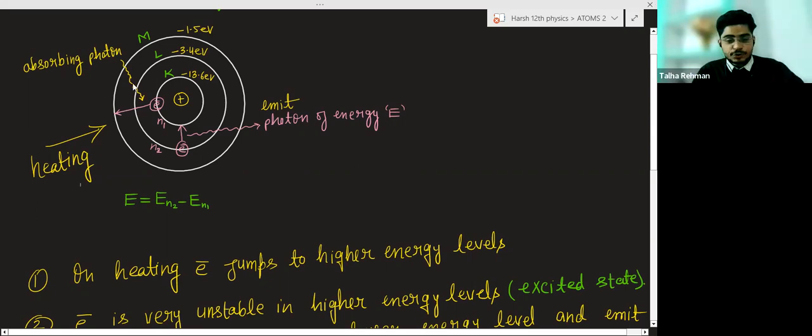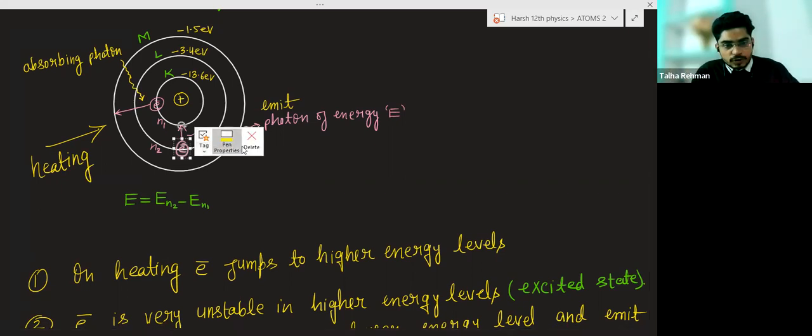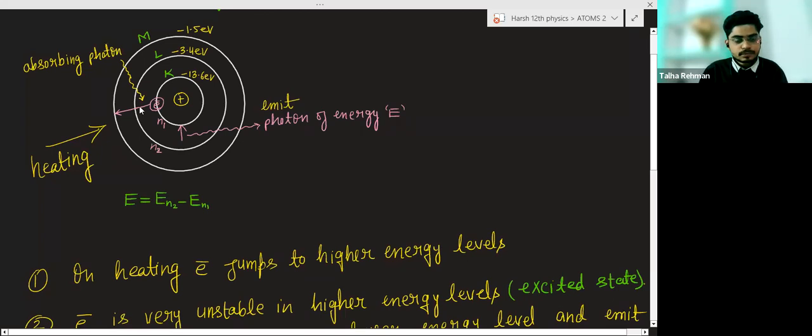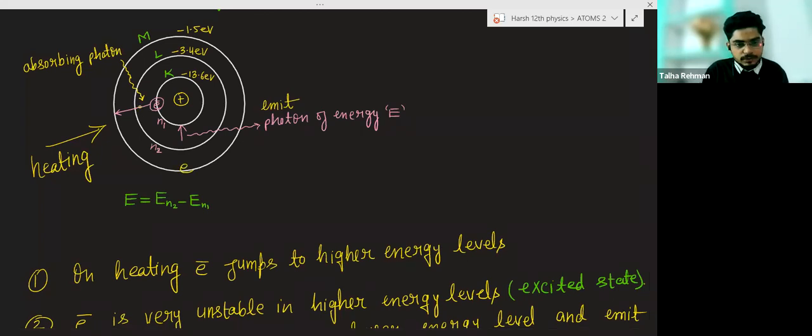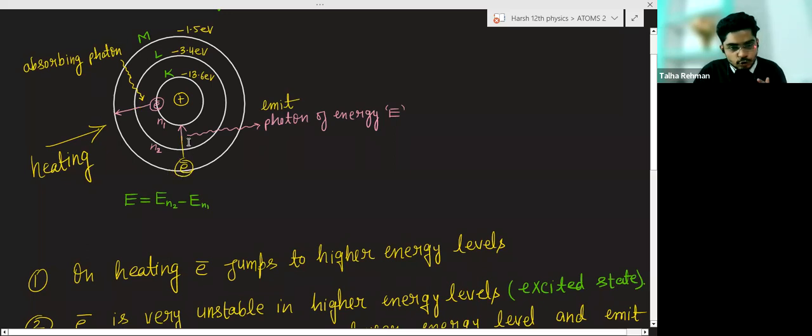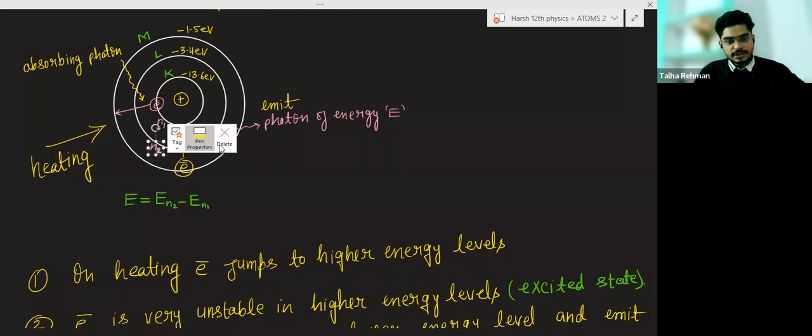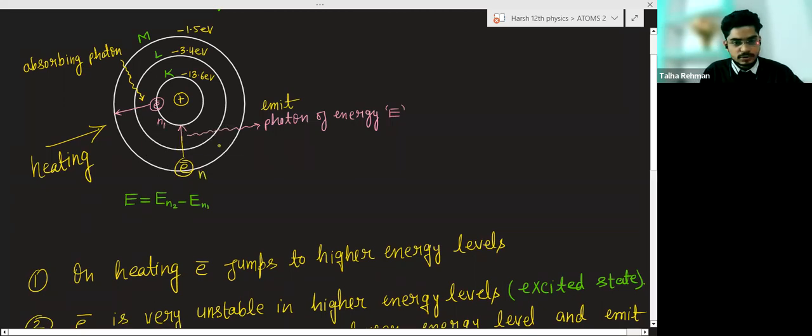But what I told you is that the electron at the higher energy level is not stable. So the electron from here will again move to the lower energy level. Suppose this is N2.